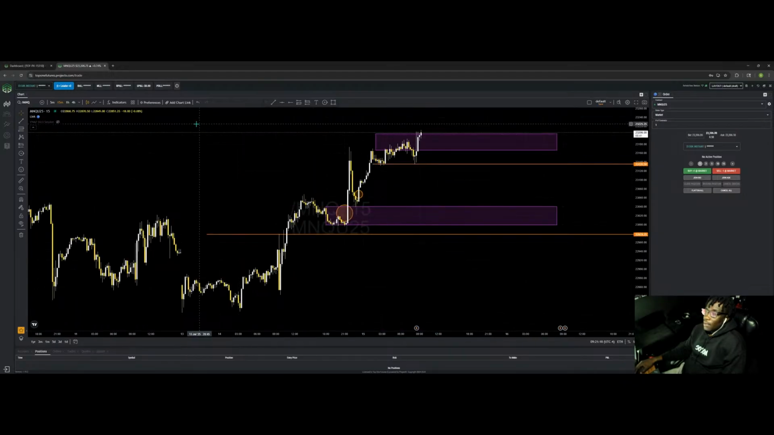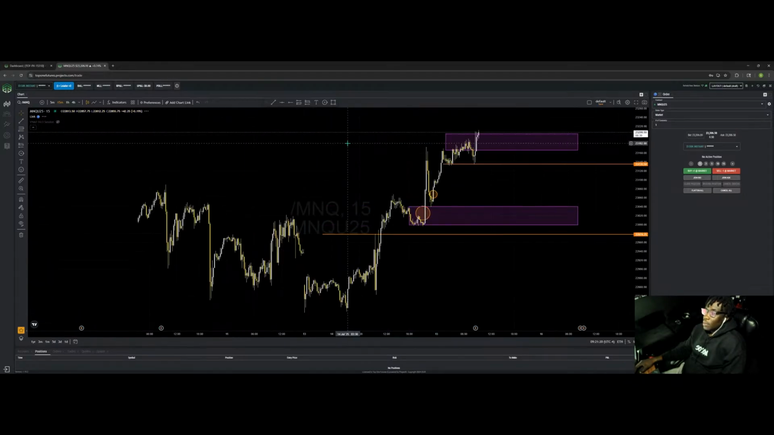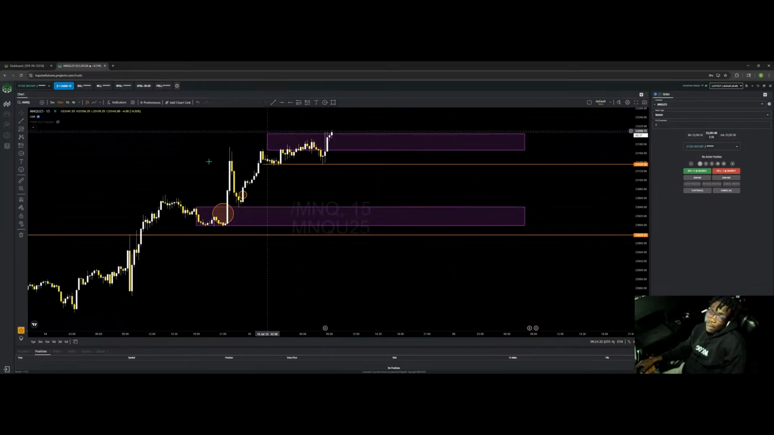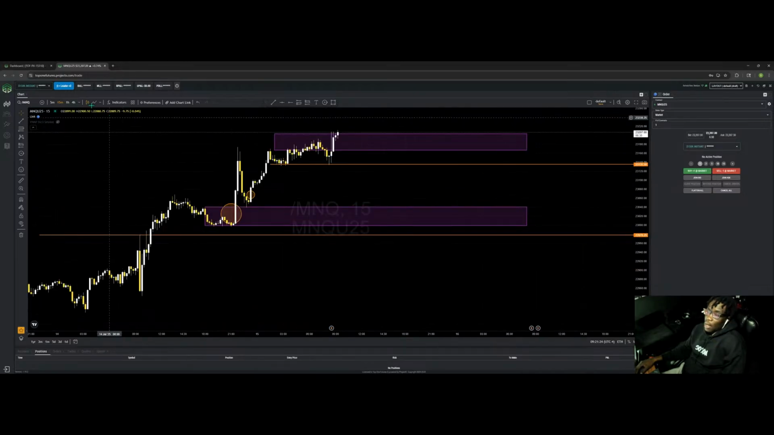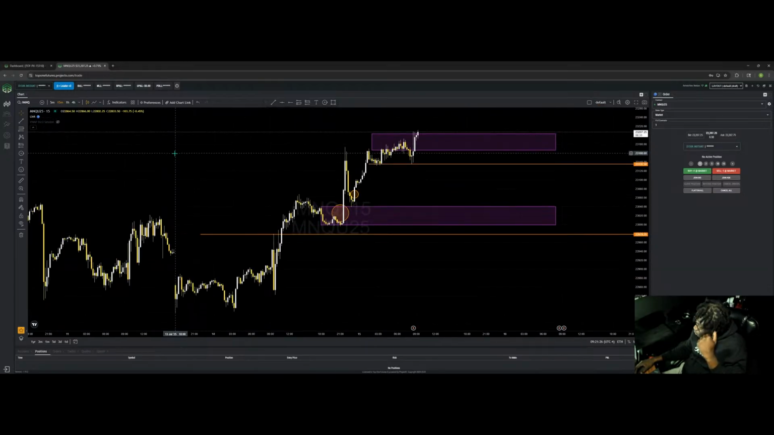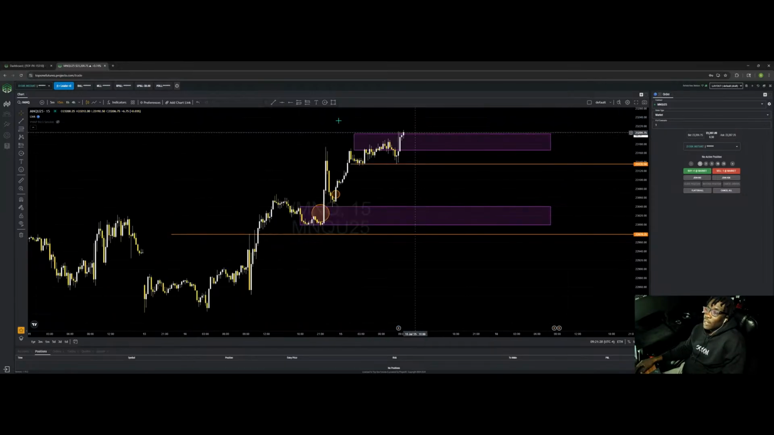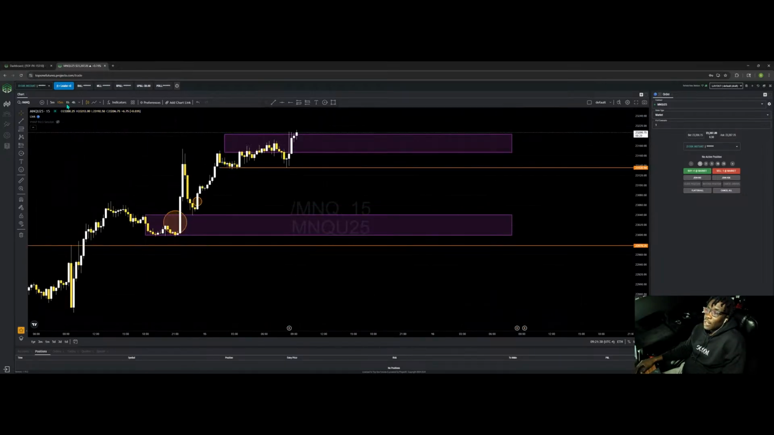We don't have a potential supply setup, and there is no area to fill to our left to the upside because we are trading at all-time highs.